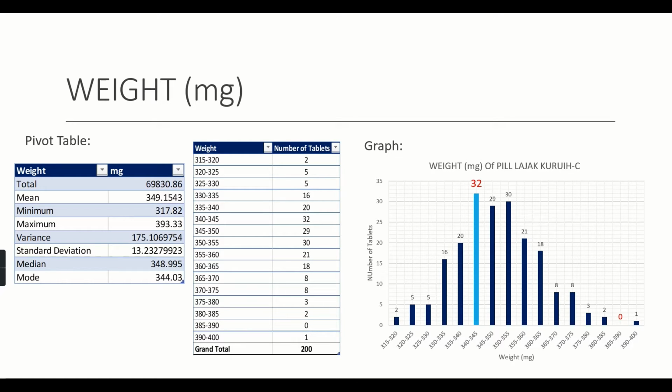So we have total of 69,830.86 milligrams and have the mean of 349.1543 milligrams. So from the graph, we observe that the maximum number of tablets is 32 with the weight of PILL LAJAK KURUIH-C in range 340 to 345 milligrams, while the minimum we can obtain is 0.385 to 330 milligrams.